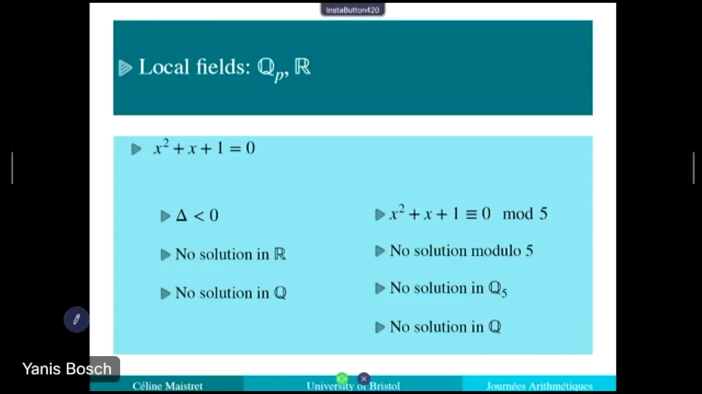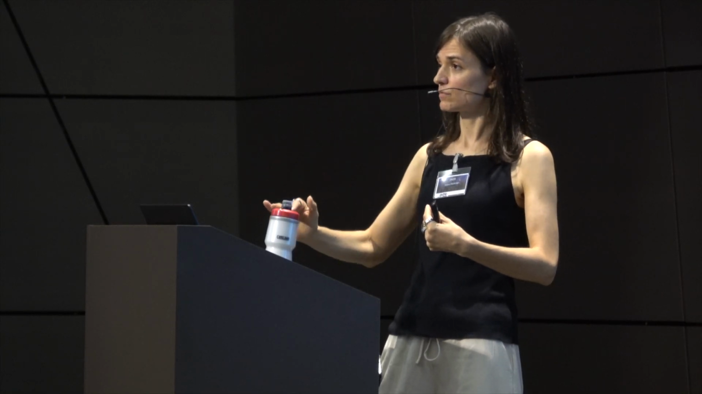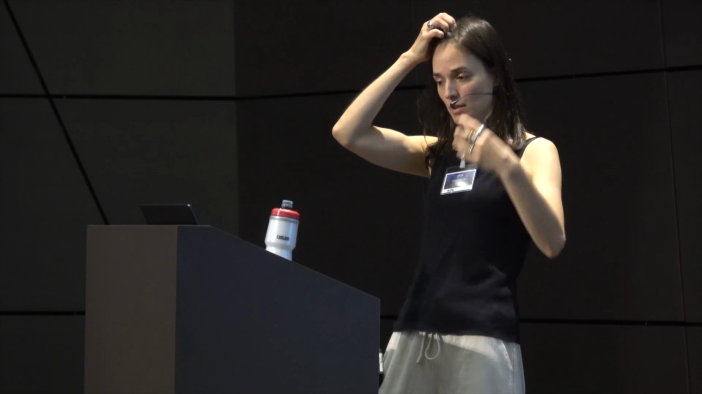Okay, so we kind of understand that it's easy to work with local fields. And the question I want to discuss is this local understanding we have of varieties. When I say varieties, I mean the vanishing of finitely many equations. So I may be interested in one equation, but I may be interested in many. If this is the case, then I talk about solving or finding solutions of a variety.